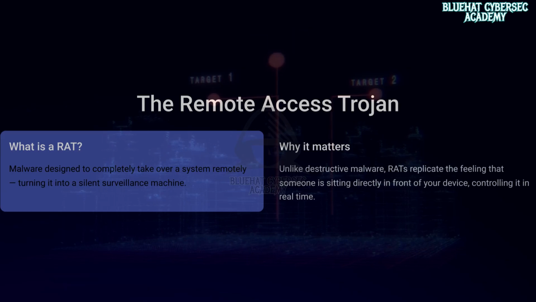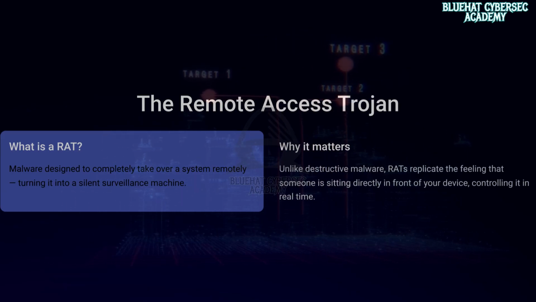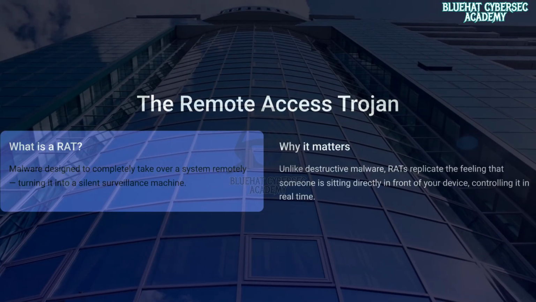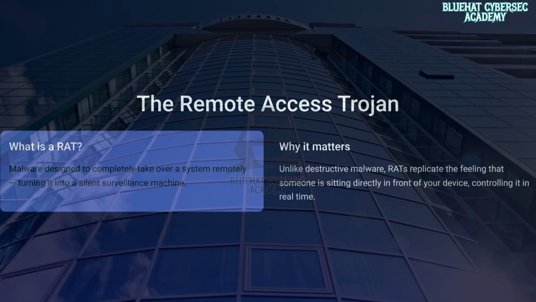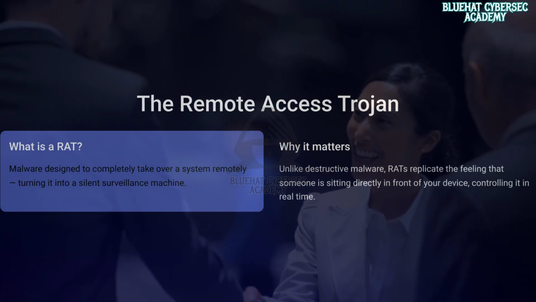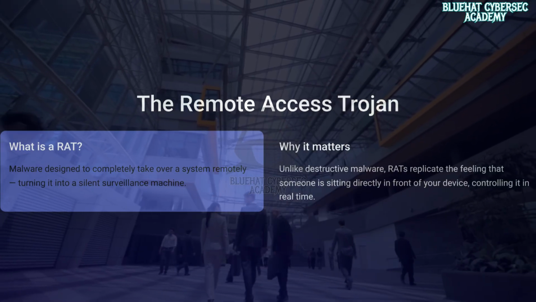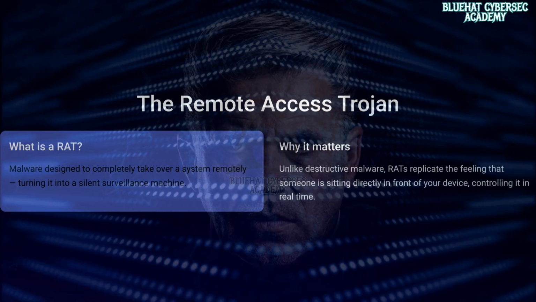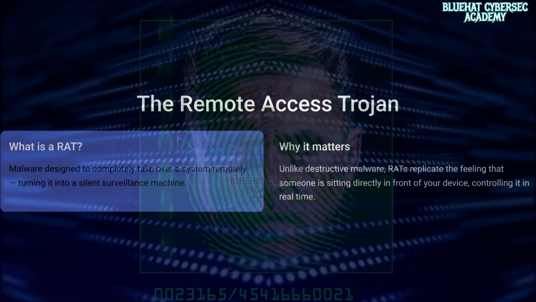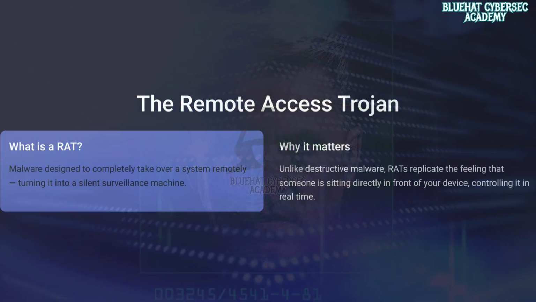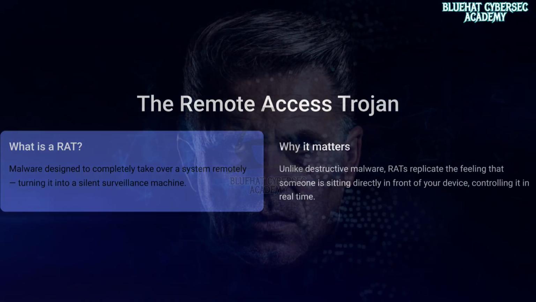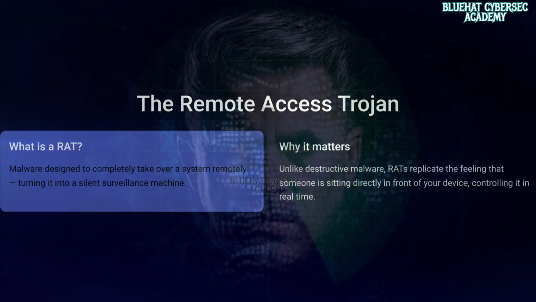That hidden threat is often delivered through a remote access Trojan, or RAT, a type of malware designed not just to infect a system, but to completely take it over remotely, and more importantly, to turn it into a silent surveillance machine. Understanding how RATs work is critical because their capabilities go far beyond simple hacking. They replicate something much more invasive, the feeling that someone is sitting directly in front of the victim's device, controlling it in real time. So, in this section of the Malware Encyclopedia, the focus is clear. The spying capabilities of remote access Trojans, the features that make them so powerful, so invasive, and so dangerous.